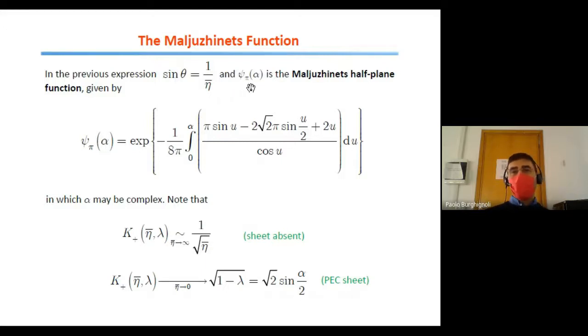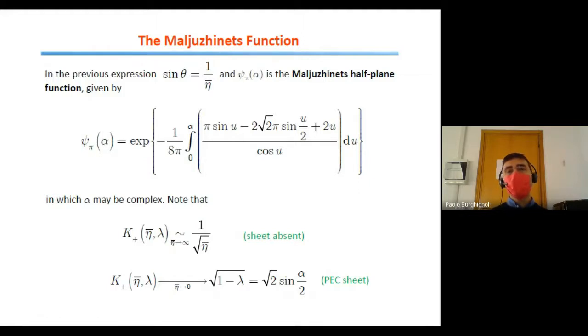What is the Malyuzhinets function psi sub pi? This is more precisely the Malyuzhinets half-plane function. That is because Malyuzhinets actually introduced a whole class of functions, which are analytic functions with singularities in a complex plane, and introduced them in order to solve the general problem of plane wave scattering from a wedge with some internal angle, which is arbitrary, on whose faces impedance boundary conditions hold. So we have a Malyuzhinets function for any internal angle of the wedge.